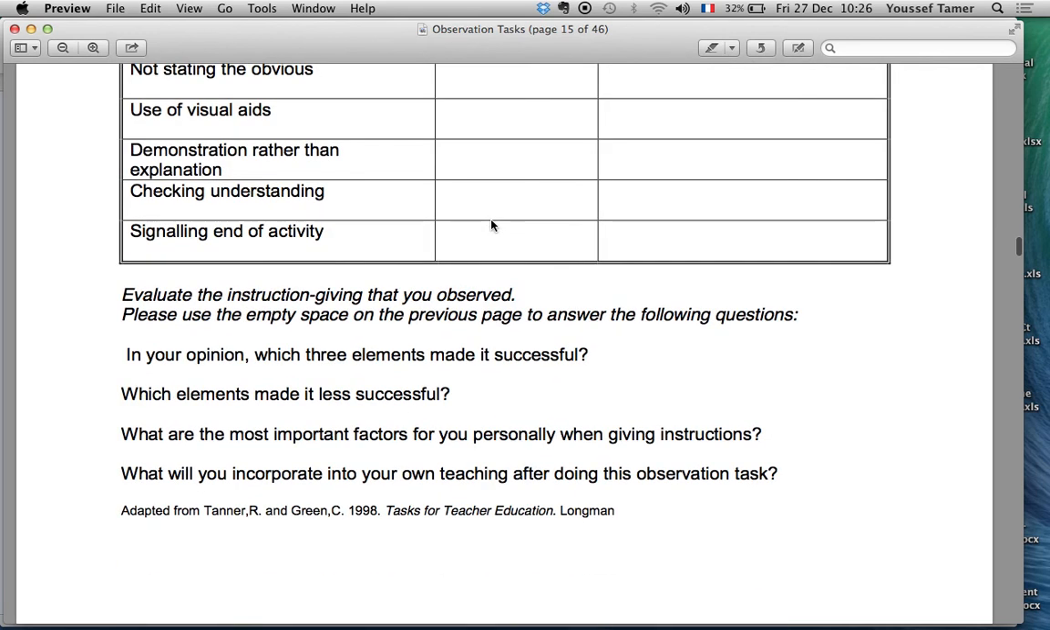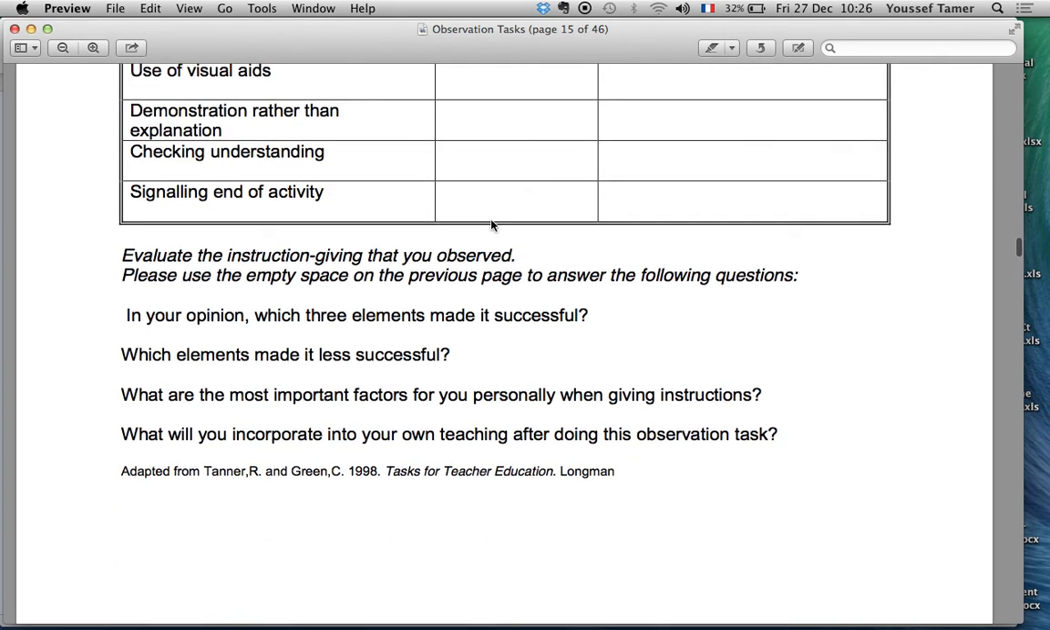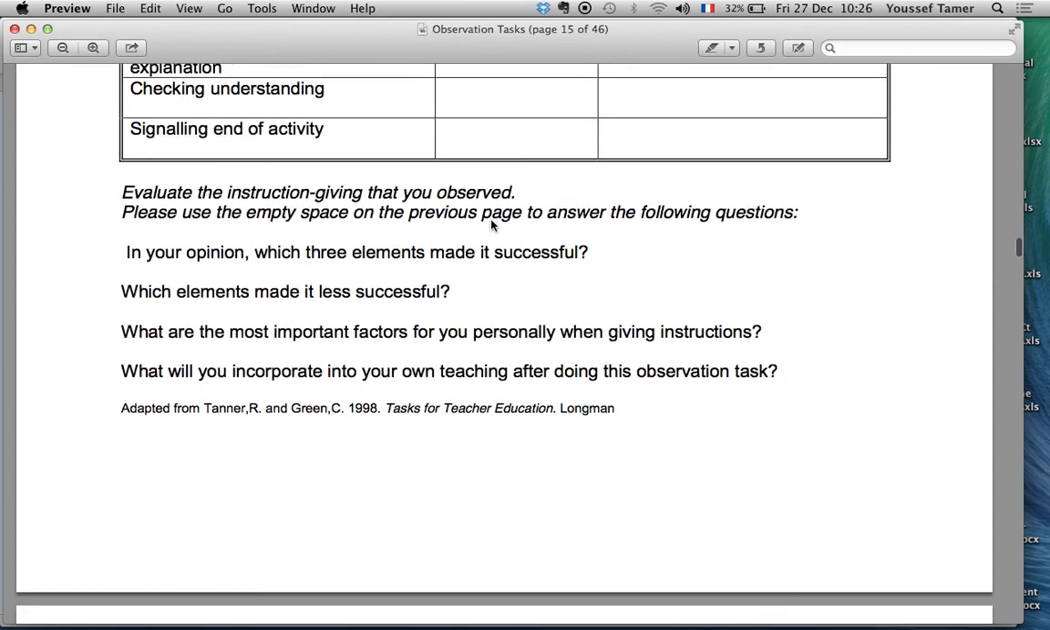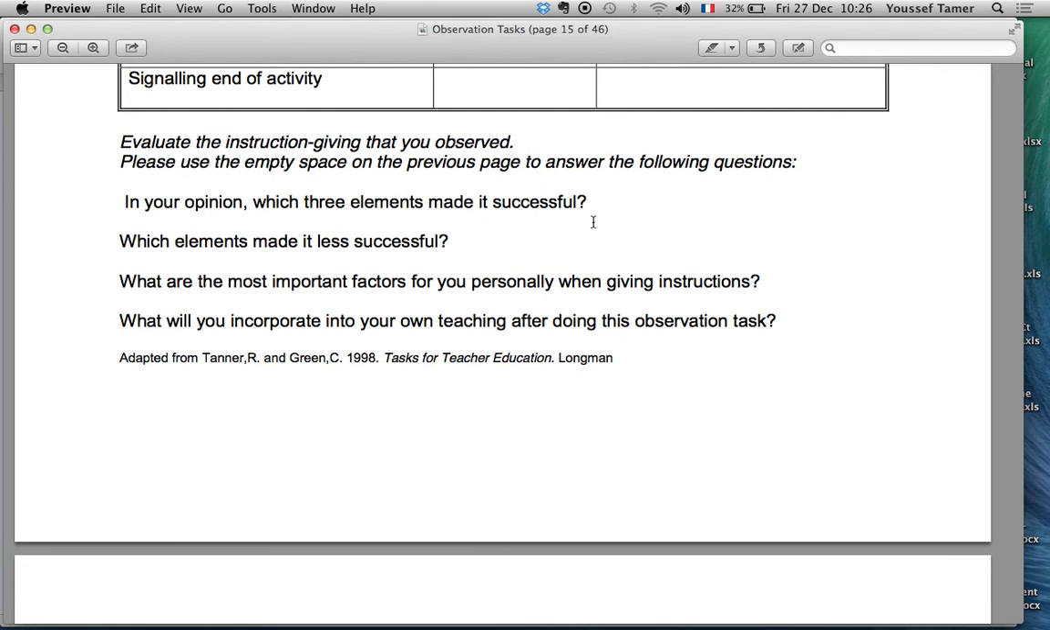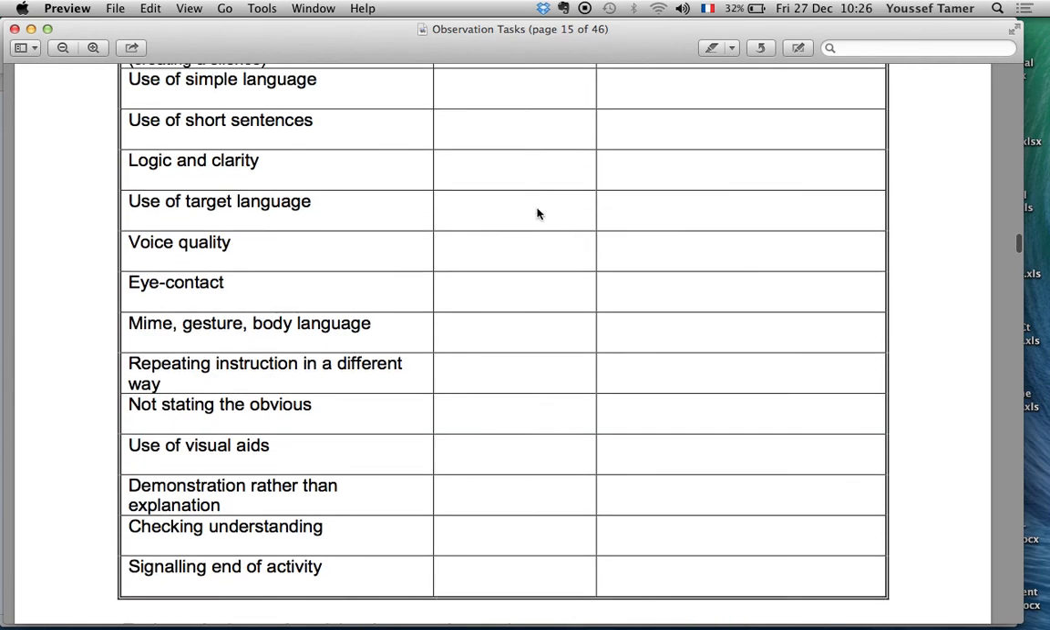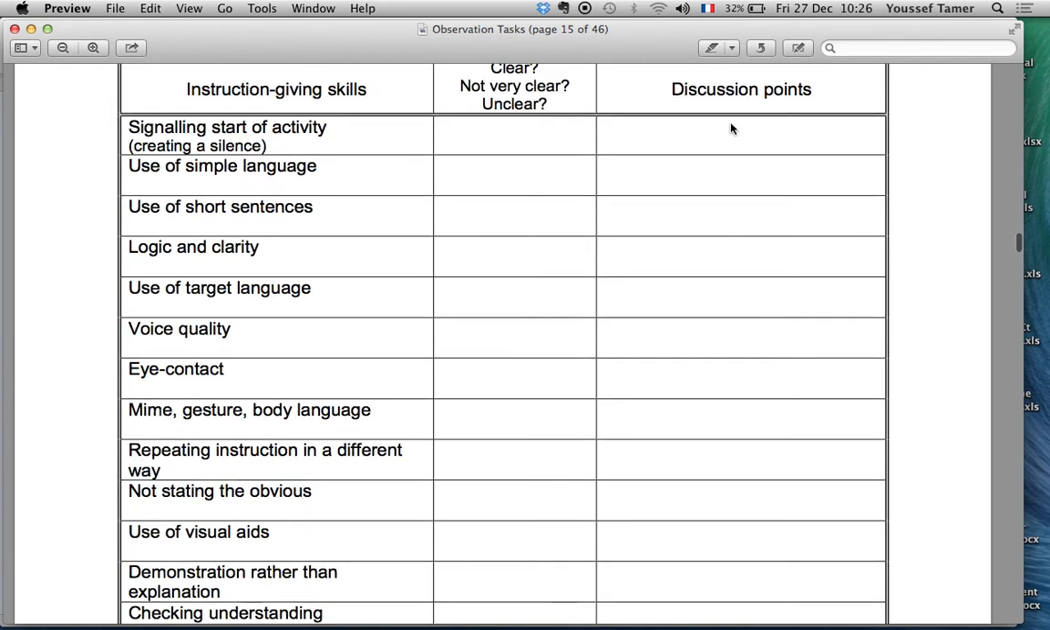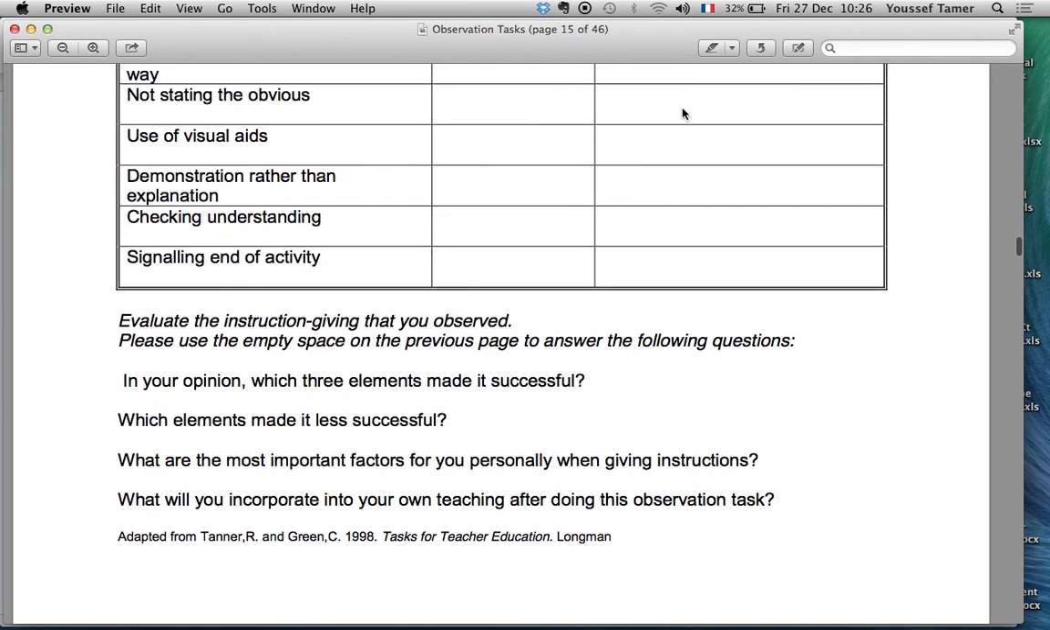Then some questions that can help you provide your report and write your reflections. Evaluate the instruction given that you observed. Please use the empty space. In your opinion, which three elements made it successful on the basis of your observation, of course? Okay, you can have here discussion points. You can include that there.